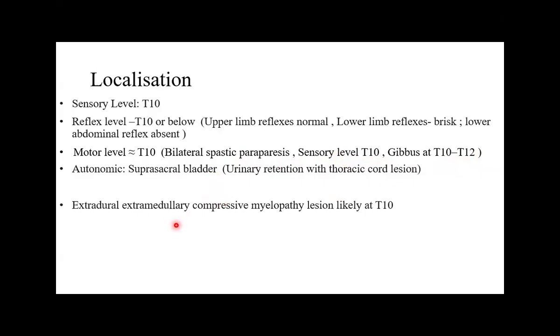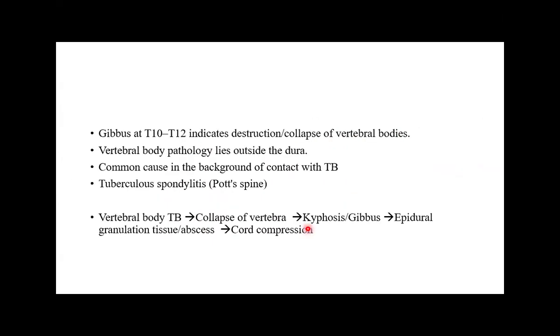Here, this could be an extradural, extramedullary compressive myelopathy, likely at T10. And the gibbus at T10 to T12 means there is a destruction or collapse of the vertebral bodies. That means the vertebral body pathology lies outside the dura, and a common cause, in the background of contact with TB, could be tuberculous spondylitis.